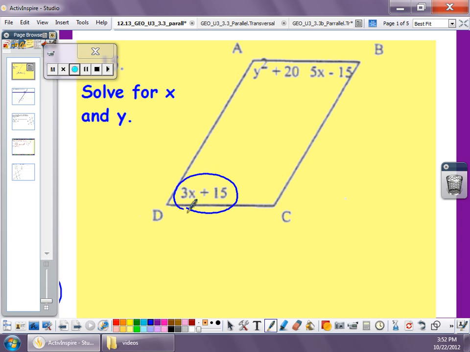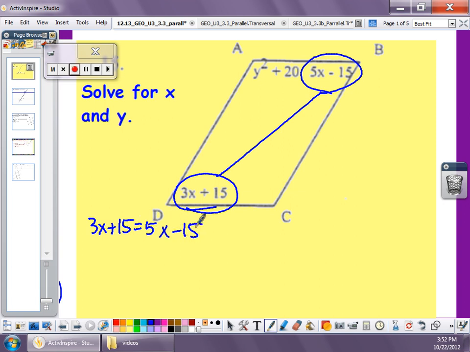I have an angle here and the opposite angle. They happen to be in the same variable. I can set them equal to each other. Remember, please stop, draw the picture if you need. So I'll have 3x plus 15 equals 5x minus 15.